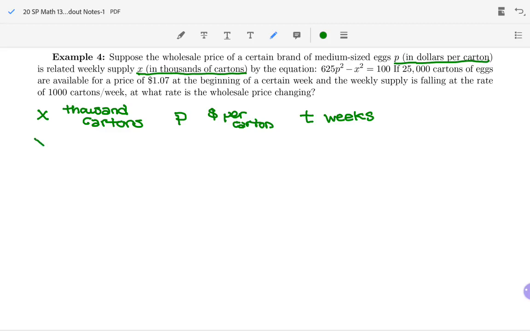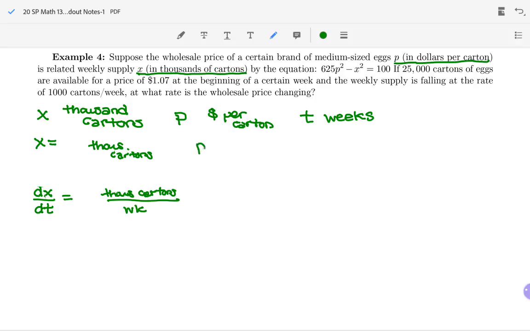So from this, we're going to get an X equals. We're going to remember that's in 1,000 cartons. And then we're going to have that change with respect to time when we take the derivative. So we'll get a dx dt, which X is in thousands, or 1,000 cartons, and T in the denominator is in weeks. So this rate of change is going to be in thousands of cartons per week.